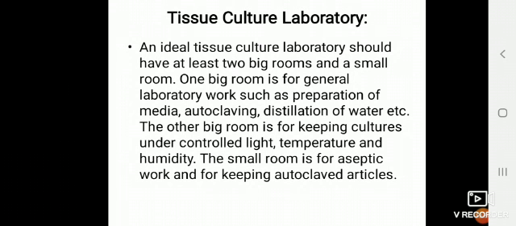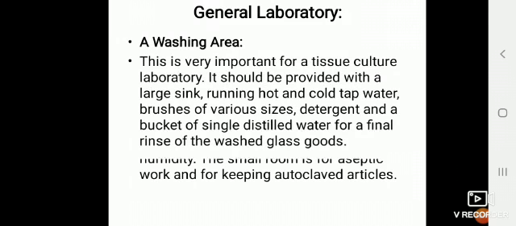An ideal tissue culture laboratory should have at least two big rooms and a small room. One big room is for general laboratory work such as preparation of media, autoclaving, distillation of water, etc. The other big room is for keeping cultures under controlled light, temperature and humidity. The small room is for aseptic work and for keeping autoclaved articles.